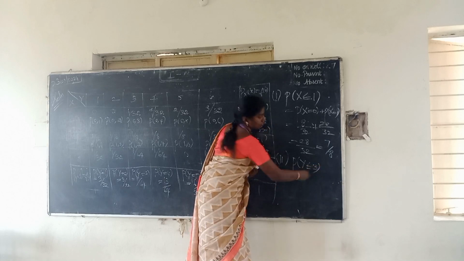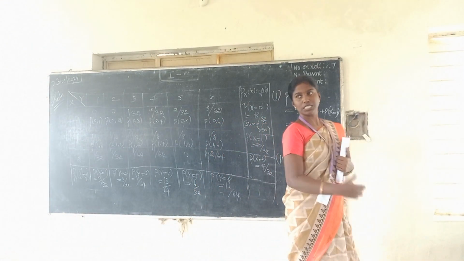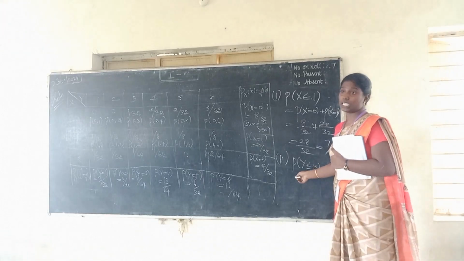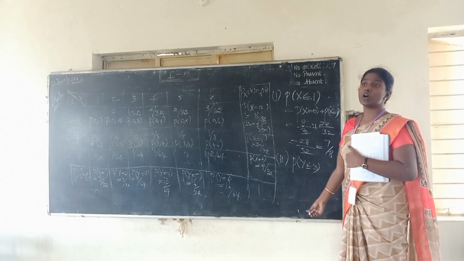Less than or equal to 3. Everyone, do the second substitution. y less than or equal to 3. P of y less than or equal to 3. So how can we write that?